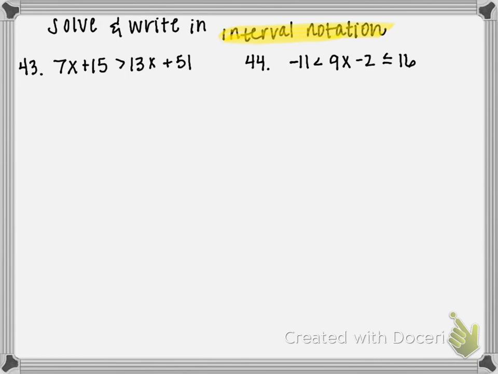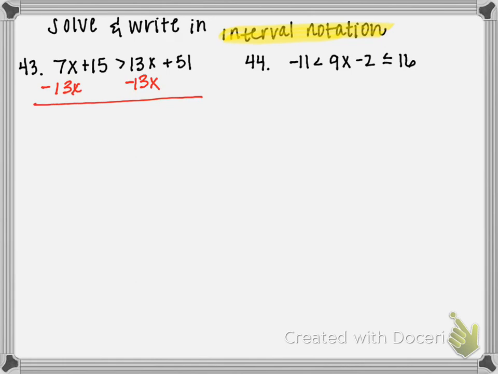So let's just first work towards solving this one. So if we look at number 43, we have 7x plus 15 is greater than 13x plus 51. So we want to get the x's to the left side typically with inequalities. So I'm going to move this 13x. It's a positive 13x, so I'll subtract it. If I subtract from one side, I subtract from the other.